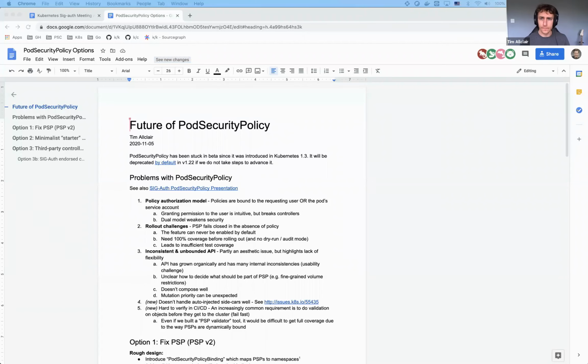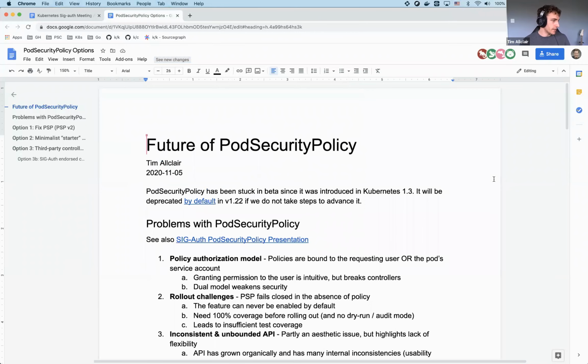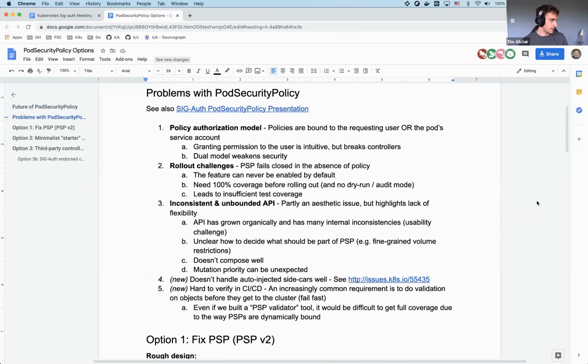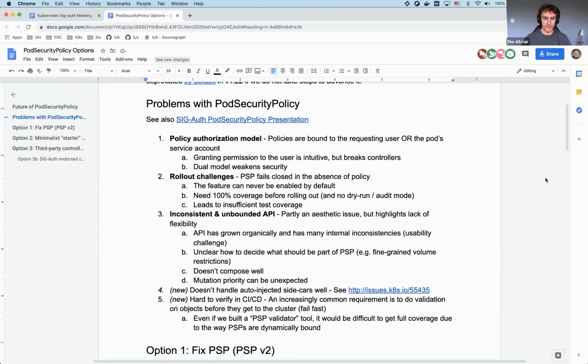So let me go ahead and share my screen. I tried to capture a few of the options that we've, is the right one there? So everyone is looking at the future of pod security policy? Thanks. Let me make that a little bigger too. Yeah, so I tried to capture some of the things that we've discussed in the past. For people who are newer to this conversation, let me just run through some of the problems with pod security policy as it exists today, like why we can't just say, okay, we're going to call this GA and go from there.